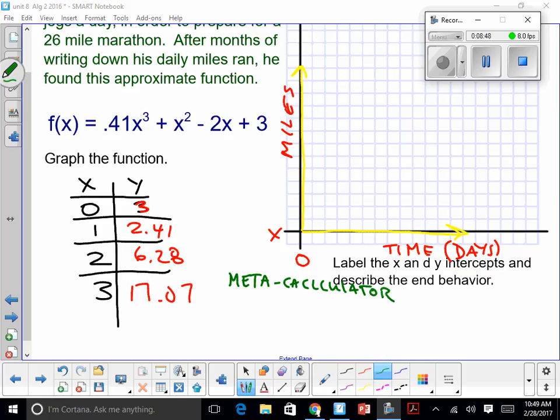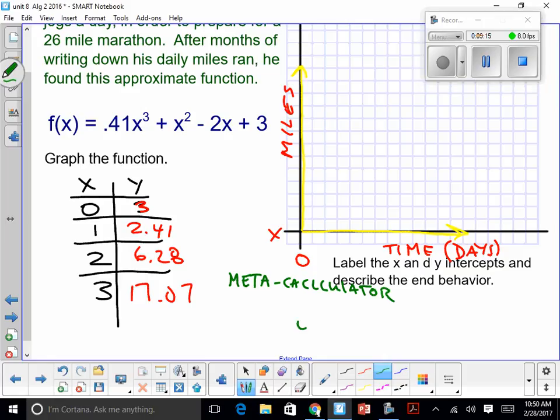The end behavior used to be as x goes to infinity, y does something, and as x goes to negative infinity, y does something. The trick is this: because this is a real world problem, x is not going to go to negative infinity. So it can only go to infinity. For this one, x goes to infinity for end behavior.